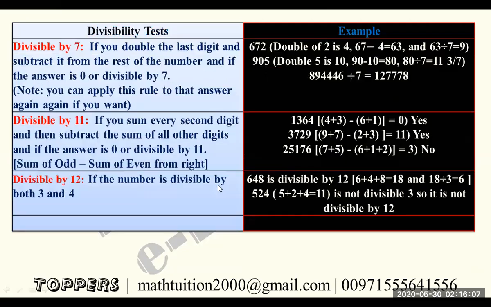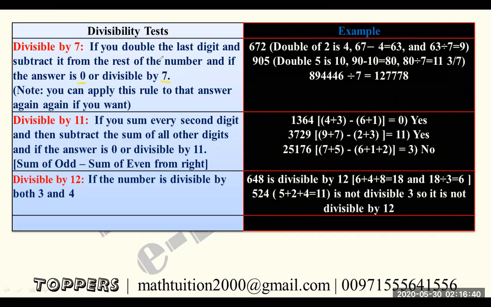Let us go for 7. What is the rule for 7? Divisibility rule for 7: a number is divisible by 7 if you double the last digit and subtract it from the rest of the number, and if the answer is 0 or it is divisible by 7, then we can say that that number is divisible by 7.